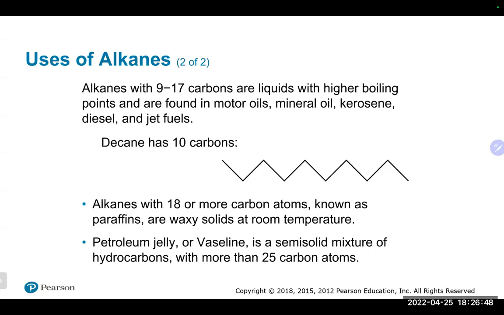And then obviously things with a lot more carbons tend to have higher boiling points than things with fewer carbons. They have stronger dispersion forces holding all those guys together. Really long carbon chains will end up being waxy solids, like petroleum jelly, Vaseline, which has around 25 carbons. They're very, very non-polar.